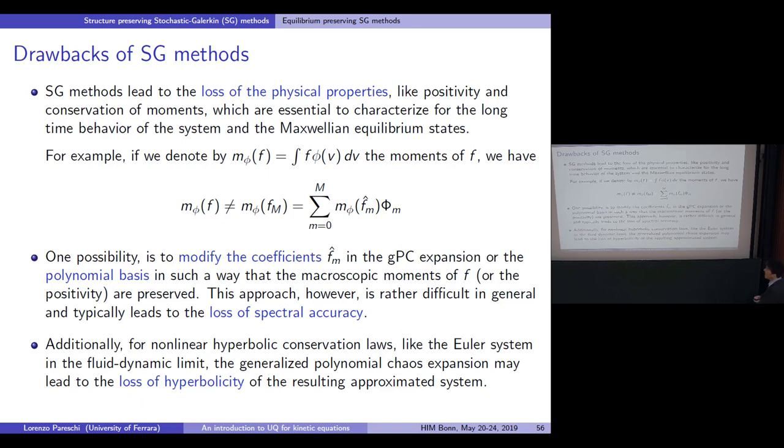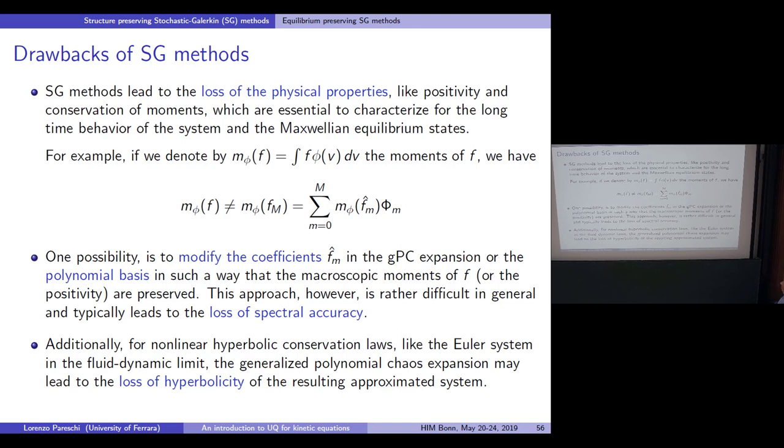So one possibility is to try to modify the coefficients in your expansion, or to modify the polynomial basis, in such a way that the macroscopic moments of f or the positivity are preserved. There are ways to do these kinds of things. There are some approaches which have been designed classically for spectral methods, but to my knowledge, I've never seen any method which keeps spectral accuracy. So basically, the best you can do is typically to preserve some accuracy, like second order in some cases, but the spectral accuracy is lost by the procedure where you enforce the constraint of the conservation of the moments.